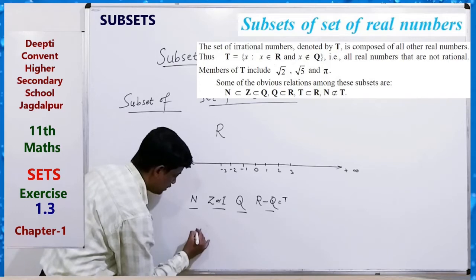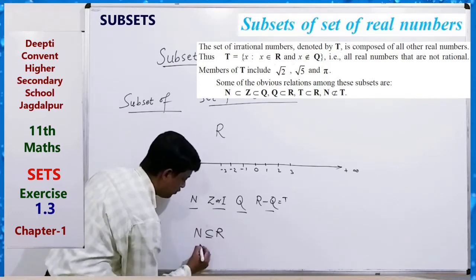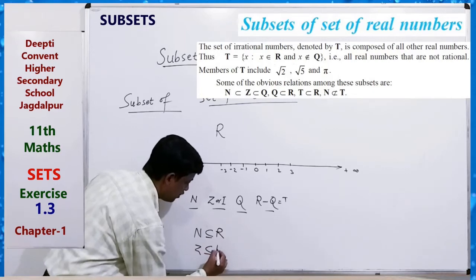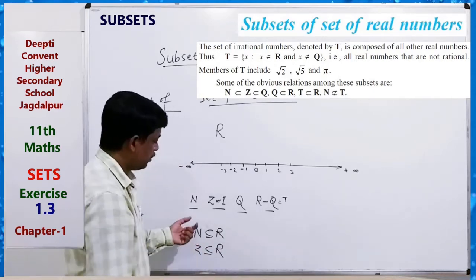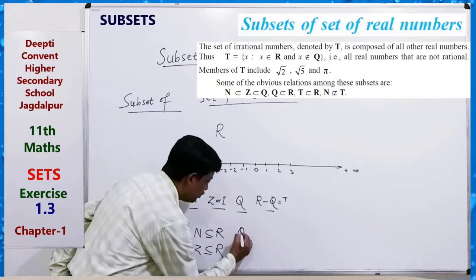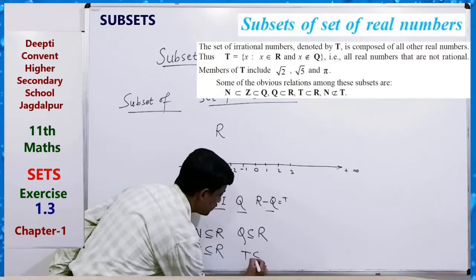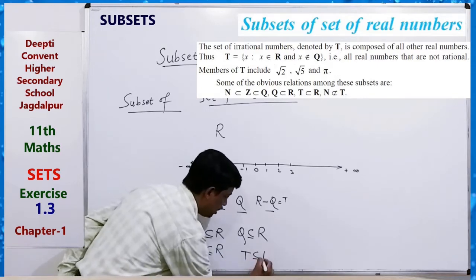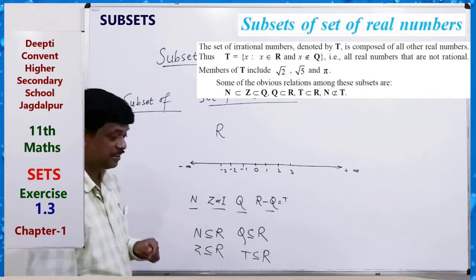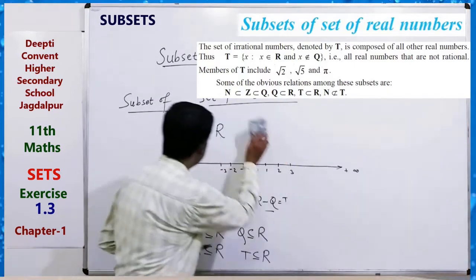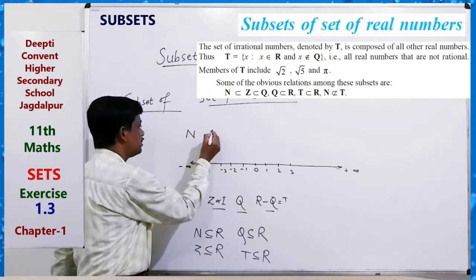N is a subset of R, Z is a subset of R, Q is a subset of R, T is a subset of the real numbers R, and also we see that here the set of natural numbers is a subset.